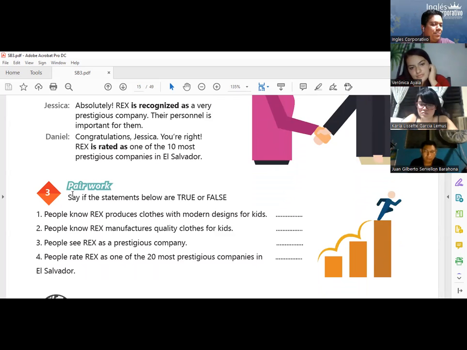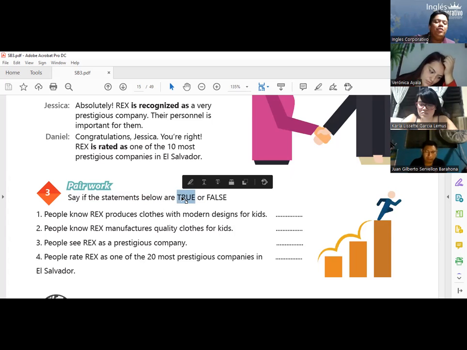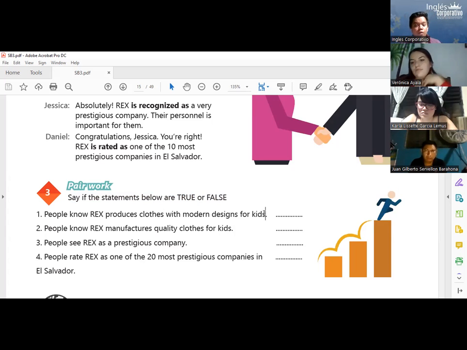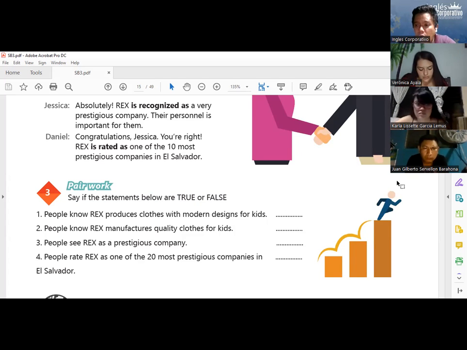Listen up. Vamos a hacer esta parte. Say if the statements below are true or false. Si son verdaderas, vamos a escribir true. Y si son falsas, vamos a escribir false over here. Number one: people know Rex produces clothes with modern designs for kids. Is that true? Las personas saben que Rex produce ropa con diseños modernos para niños. De acuerdo a la conversación que ustedes estuvieron practicando, ¿es esto cierto o falso?